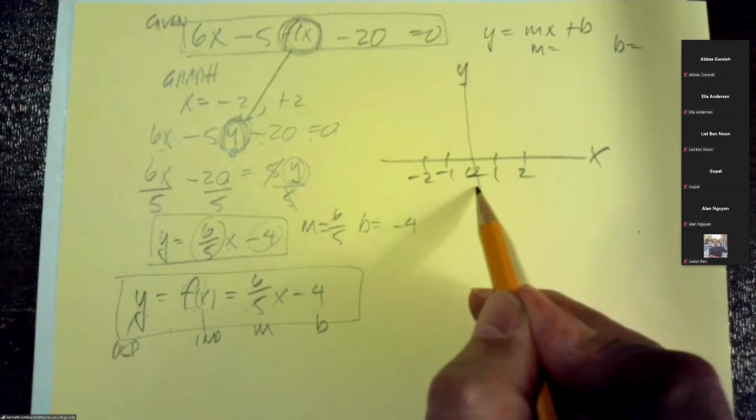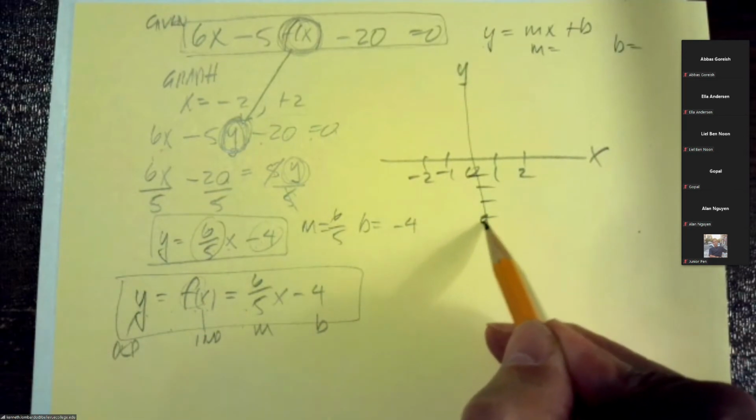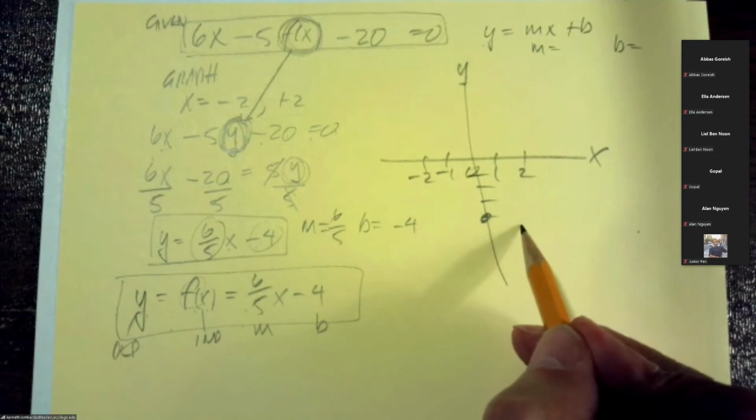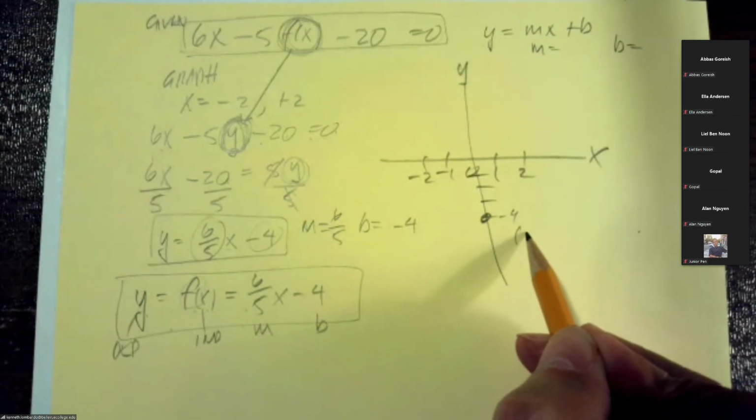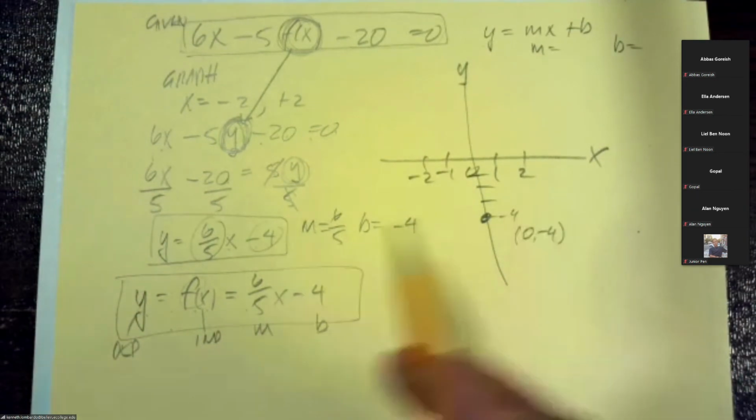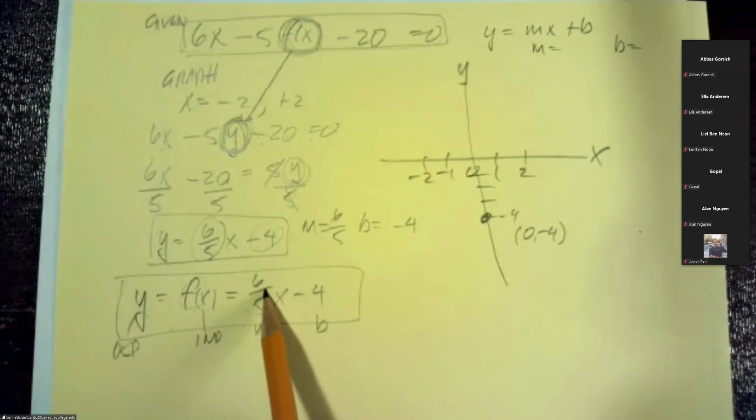So I'll go down here, 1, 2, 3, 4. And that's the intercept. So that's it, 0, negative 4. And I have a slope that's just a little greater than 1, isn't it? If it were 5 over 5, the slope would be 1. It's a little more than that.